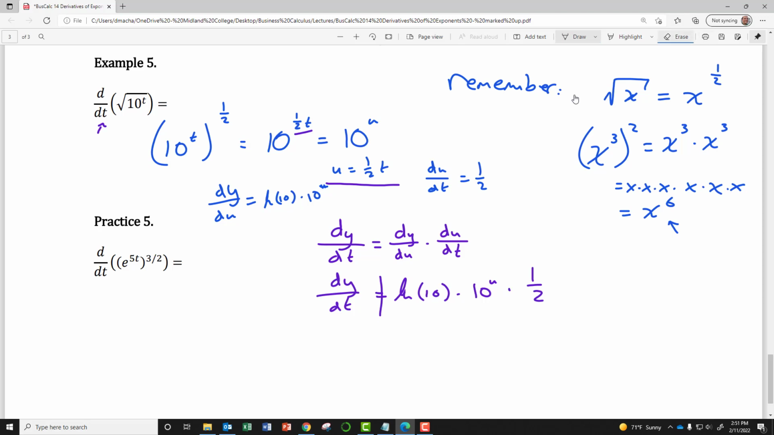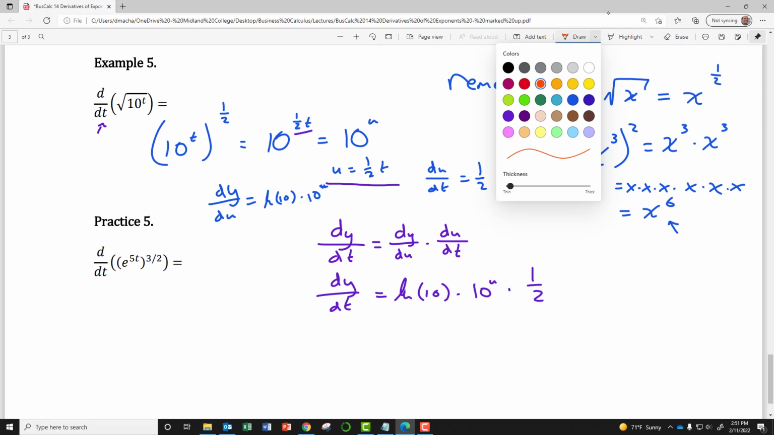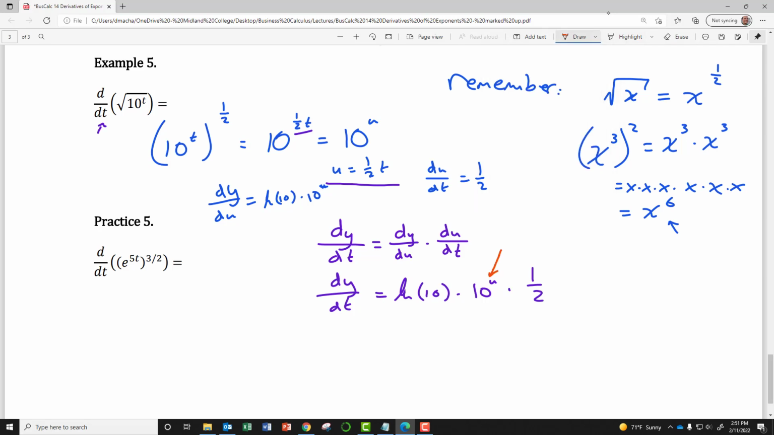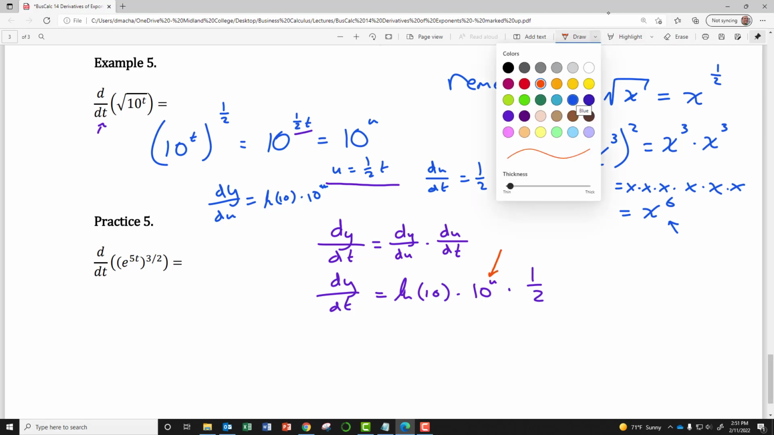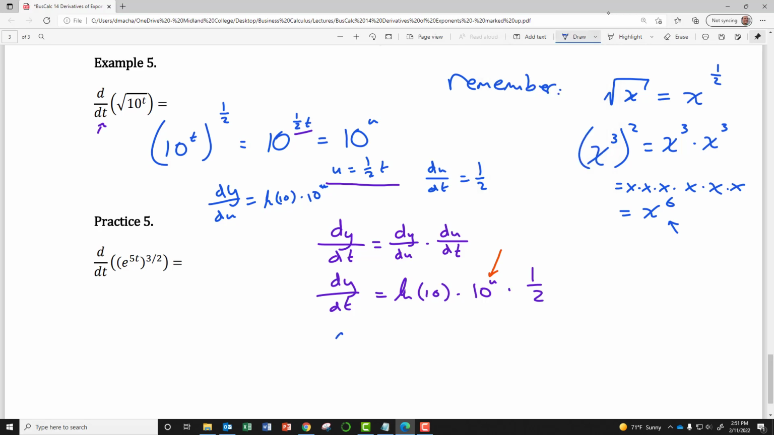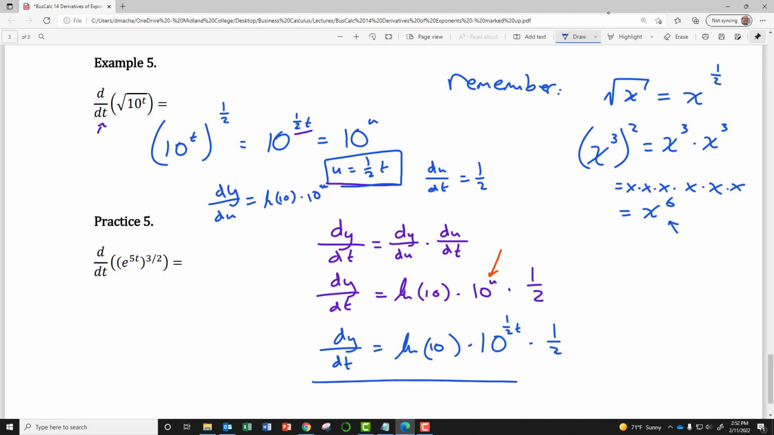Oh, and a mistake I frequently make, as it turns out, is I like to leave u's hanging out, but never do this, right? So we want actually this derivative in terms of my independent variable t. So let's write this, but now we're going to replace u with 1/2 t. So I'll write 1/2 t there. And the answer is natural log 10 times 10 to the power 1/2 t times 1/2.